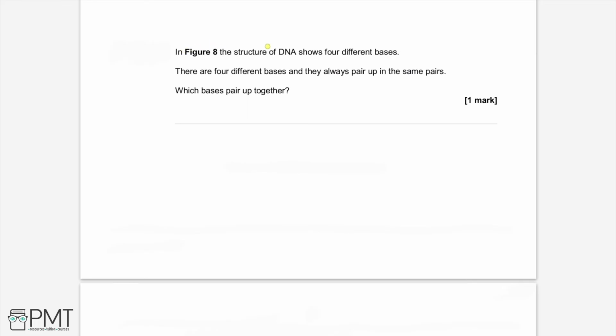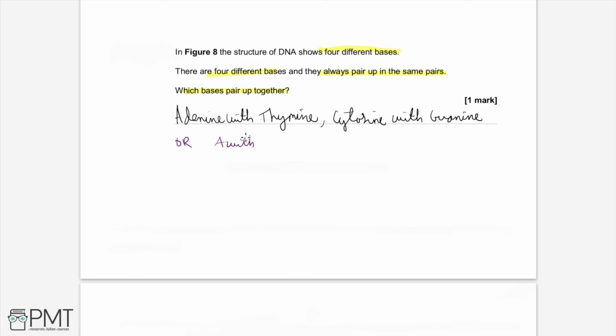In Figure 8, the structure of DNA shows 4 different bases. There are 4 different bases, and they always pair up in the same pairs. Which bases pair up together? Well, as you've already mentioned, the 4 bases are adenine, cytosine, guanine, and thymine, also noted as A, C, G, and T. Now, of these, adenine always pairs with thymine, and cytosine with guanine. Now, we could write it like this, or we can use the letters, saying A with T and C with G. This question is a recall question, so that's sufficient for the marks.